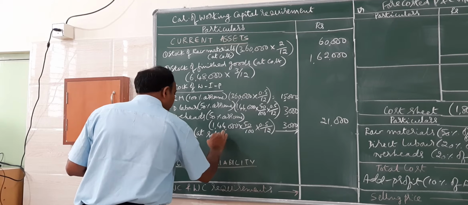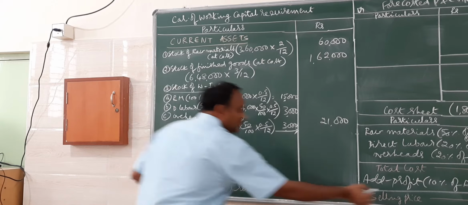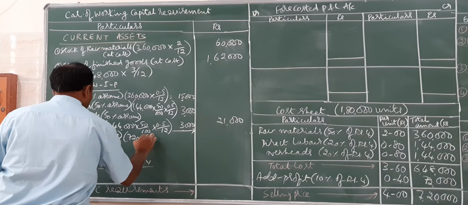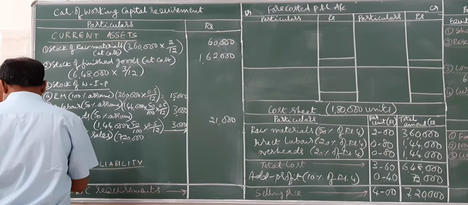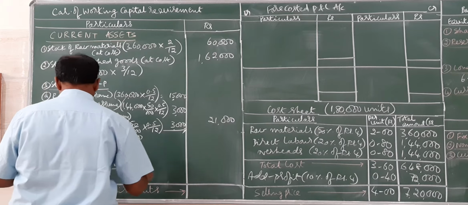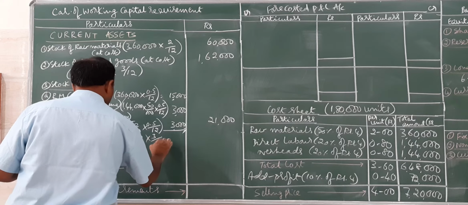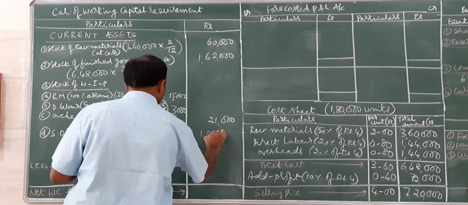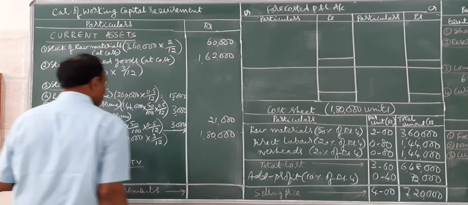So at selling price, that means at sales, we have to take 7,20,000, and all the sales are done on credit basis. So 7,20,000 for 3 months comes to 1,80,000.